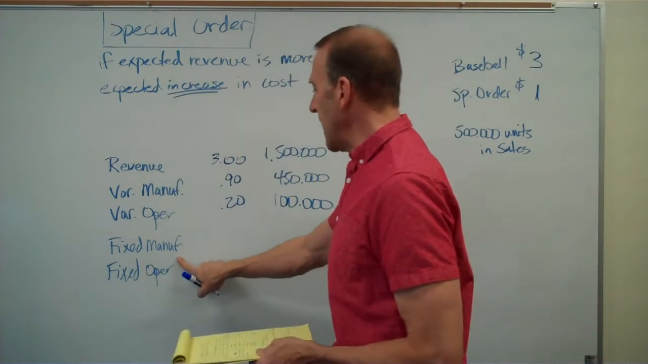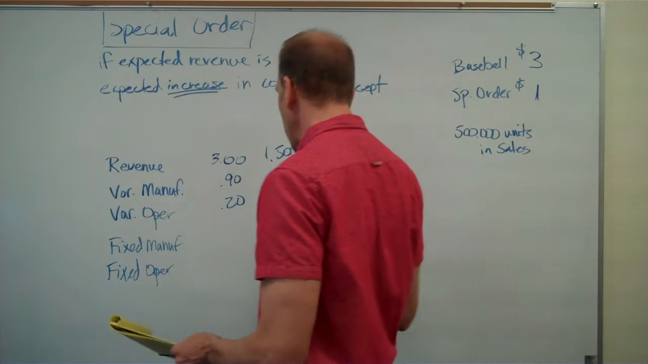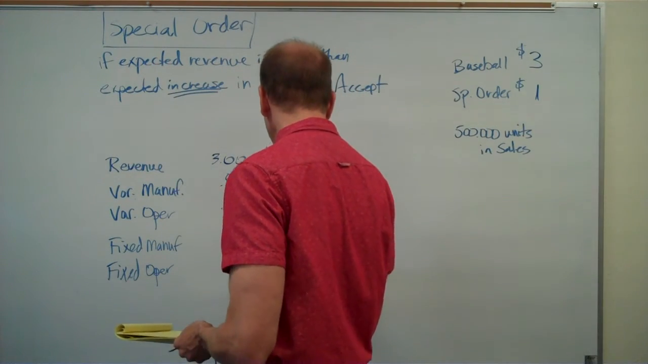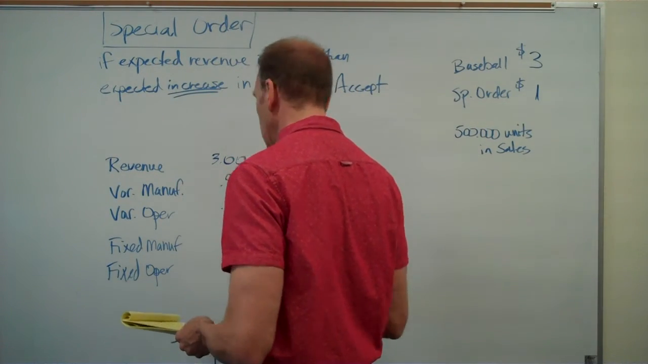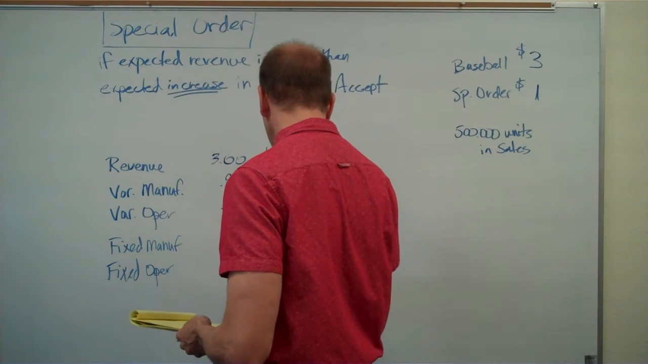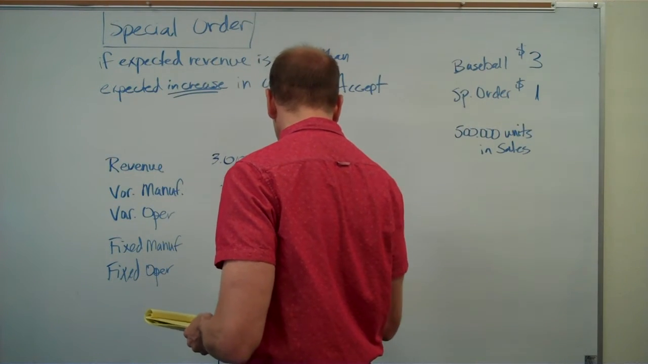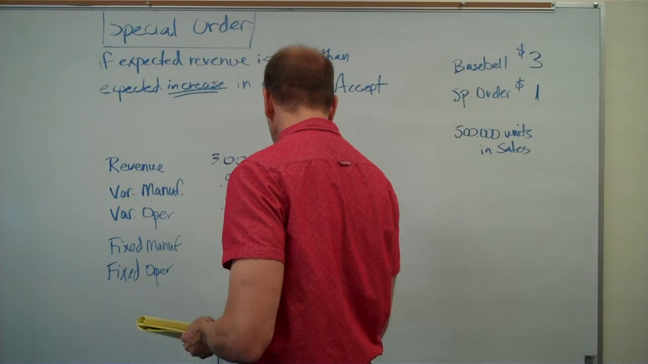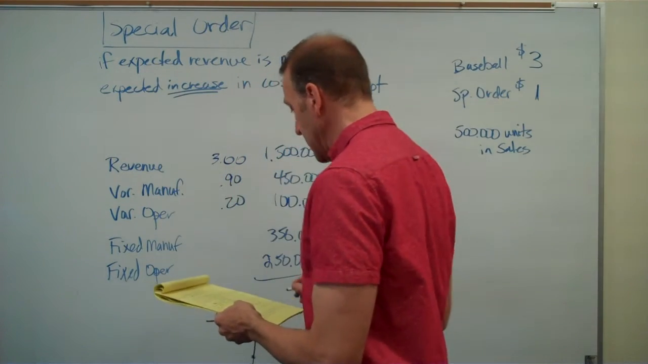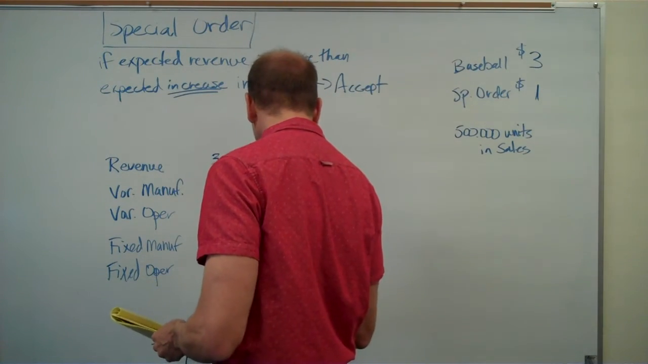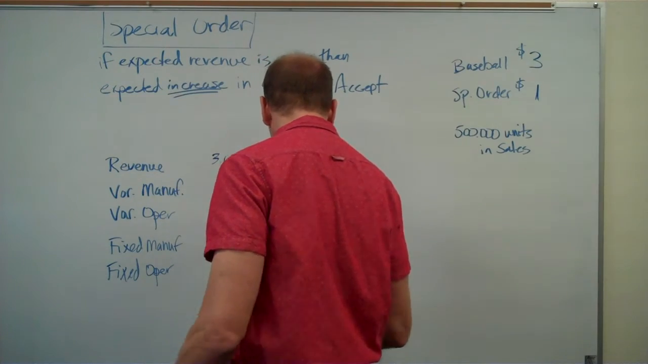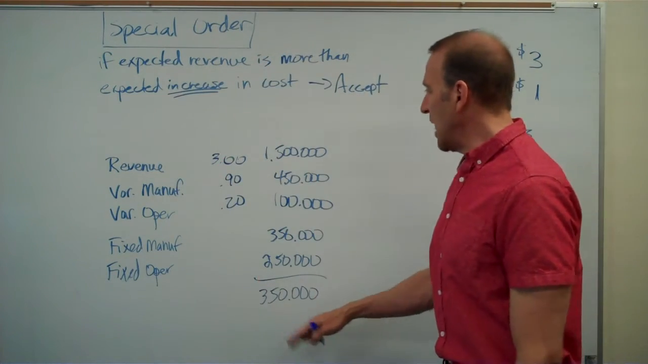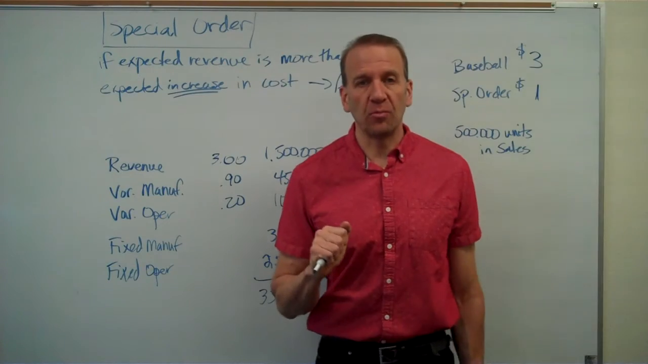Our fixed manufacturing and our fixed operating, the fixed manufacturing, let's assume that's 350,000, and our fixed operating is 250,000. So then our profit right now is 350,000 in current sales. Okay? That's our profit when we sell 500,000 baseballs.